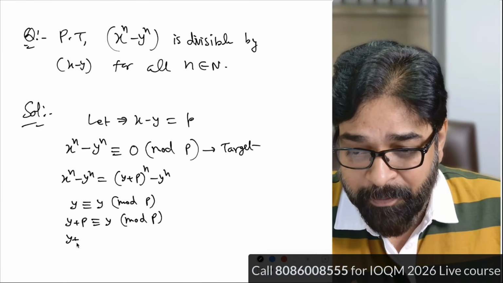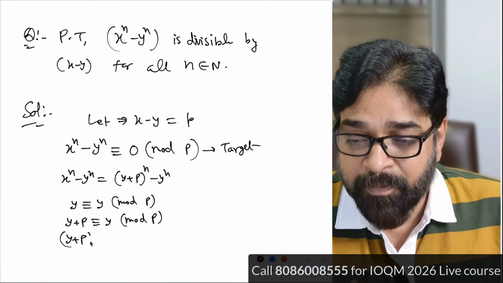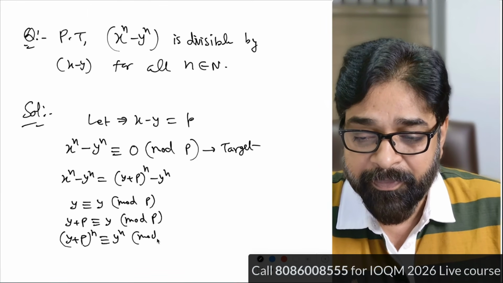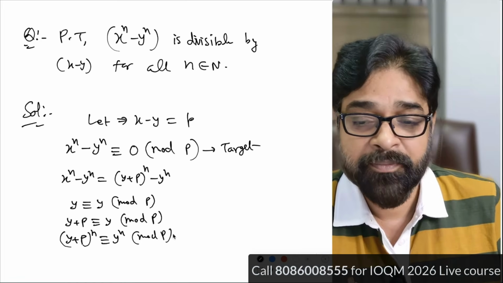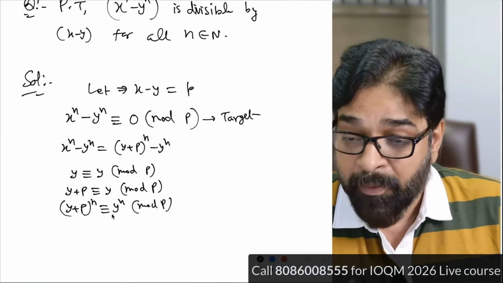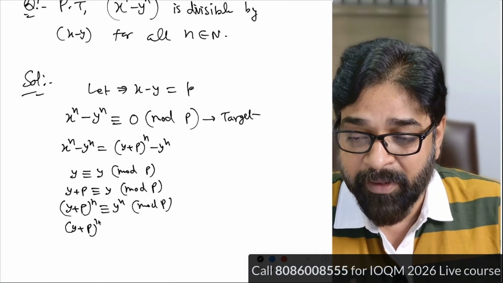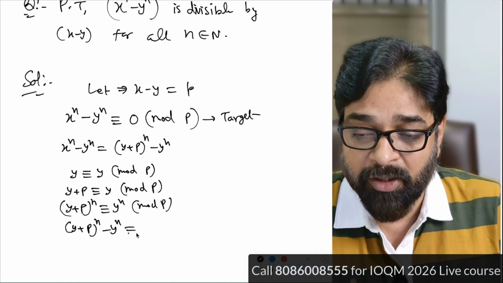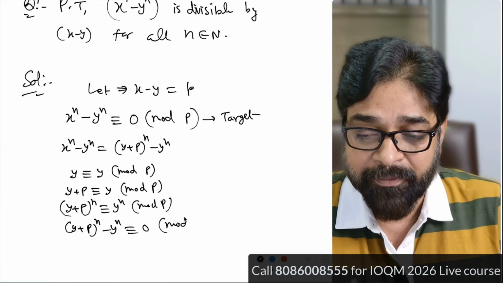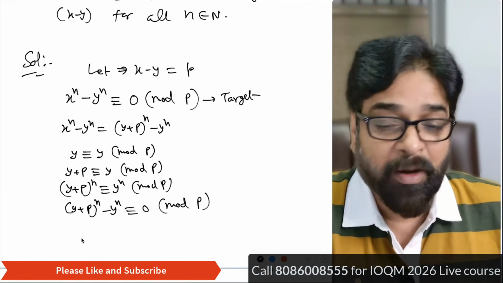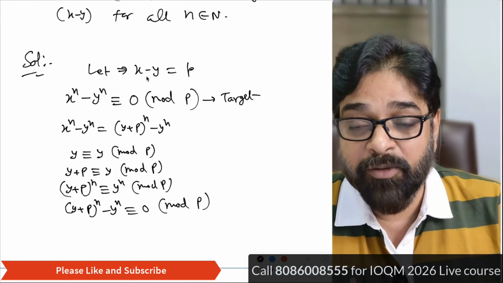Now (y plus p) raised to power n will be congruent to y power n modulo p. Yes or no? Shift y power n to the other side. So you will get (y plus p) raised to power n minus y power n congruent to 0 modulo p. Finish, question over. That's our target. We proved it. Let's put the value of p so that you can see. p value is x minus y.